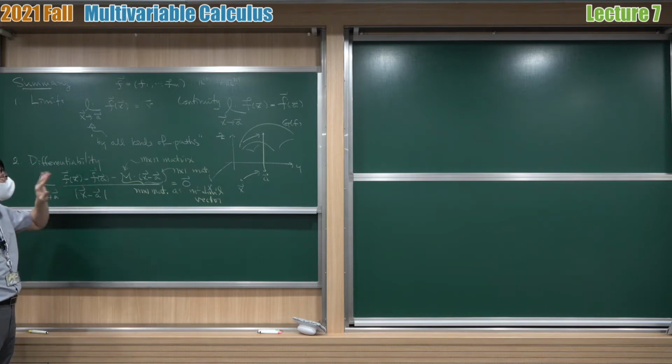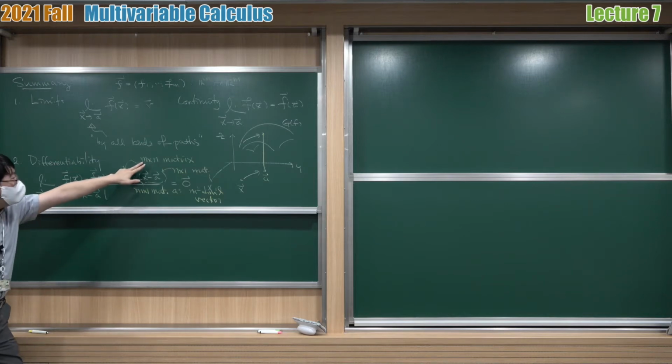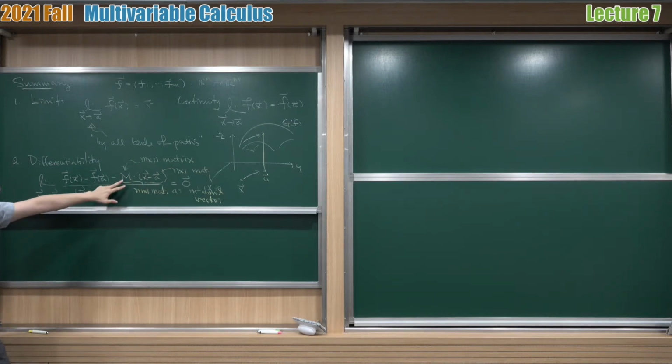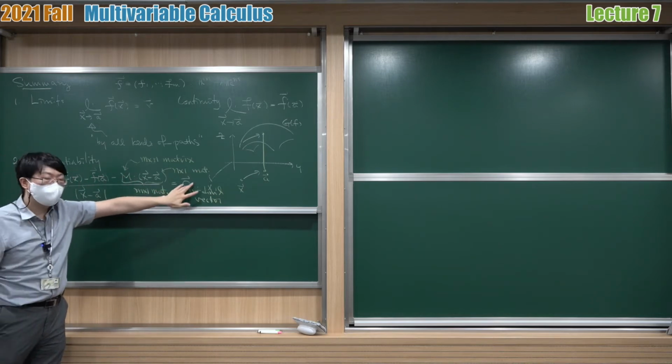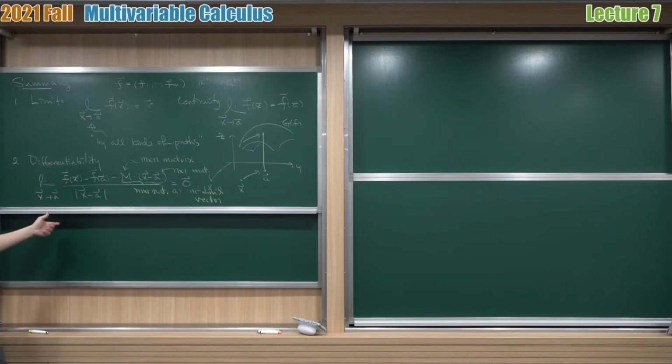Okay? So let me say it again. I'm not going to write that as a sentence. Listen carefully to what I'm saying here. We say that function f is differentiable at a if there exists some m by n matrix such that the limit of these things equals the 0 vector. That's the definition of differentiability.